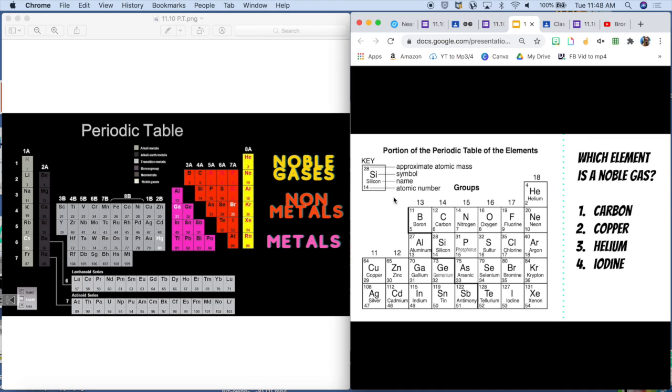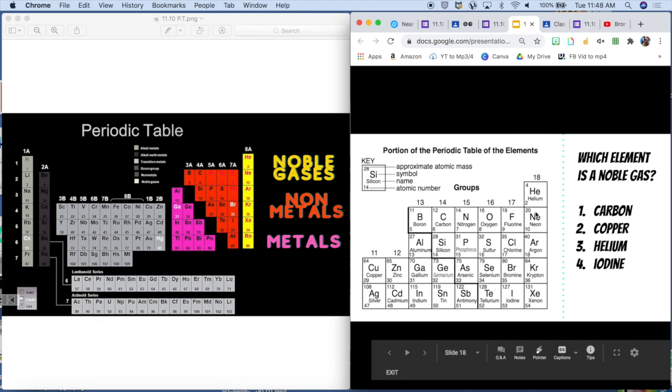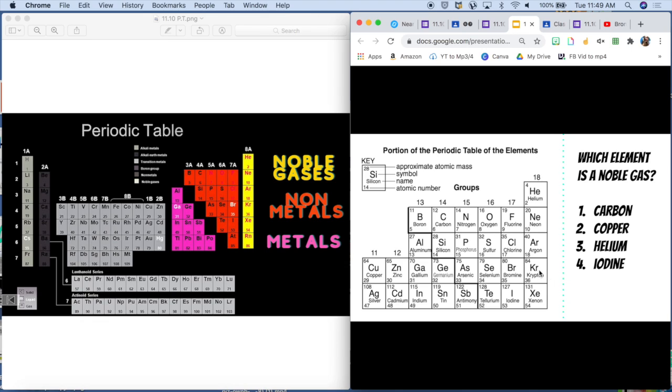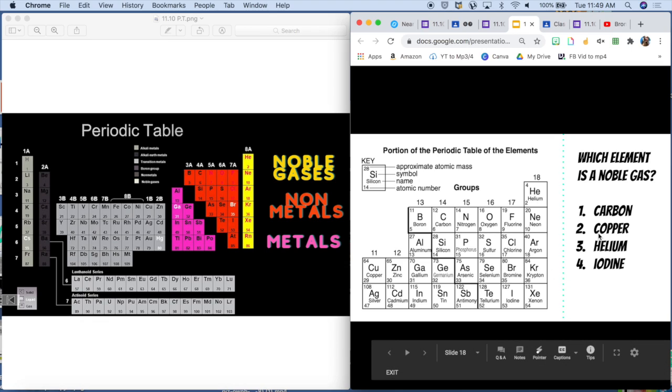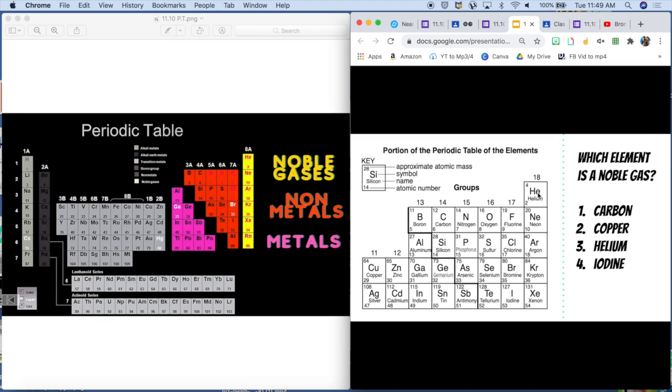All right, and let's go again. What element is a noble gas? Here are our noble gases. By now, we should be able to recognize those. Those are over here in this yellow column. So I'm looking down my list. Is carbon a noble gas? No. Copper? No. Helium? Oh, helium is in my furthest right column. It's marked by HE. I can verify that on my key over here. HE, helium.